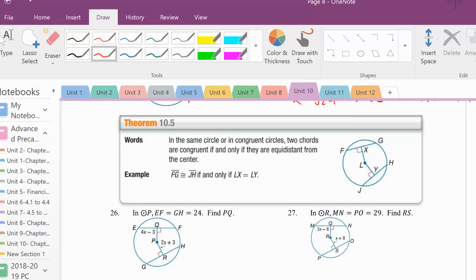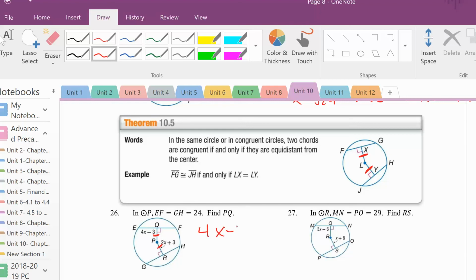All right, so the next one says in the same circle or in congruent circles, two chords are congruent if and only if they're equidistant from the center, meaning that the perpendicular segments are the same. So for example, in circle P, EF and GH are both 24, so that means they have to be equidistant from the center, which means these two are the same.